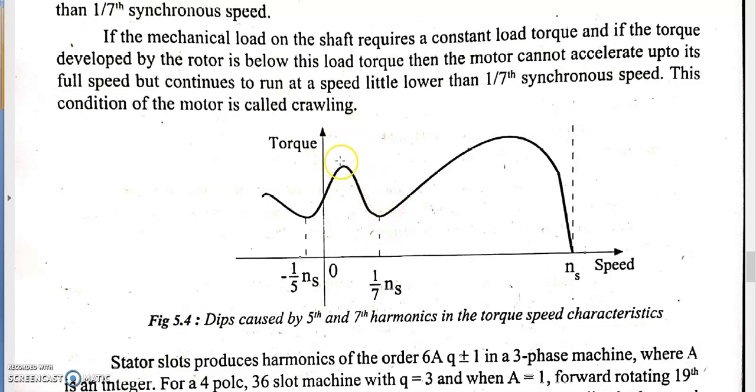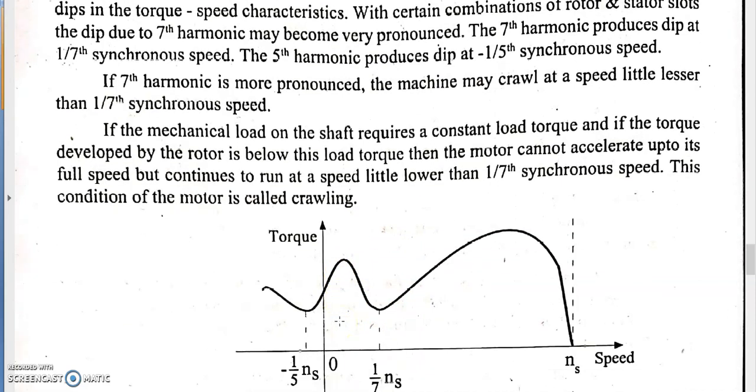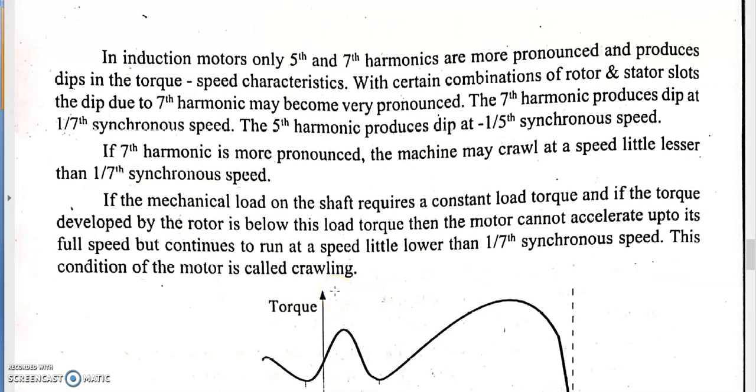So this is called crawling in an induction motor. This phenomenon wherein the motor operates at steady state at a speed nearer to 1/7 of the synchronous speed is represented as crawling operation. Crawling means a child will be crawling, no? So it cannot run. The child cannot run faster. So the child can only crawl, like that, crawl at low steps. So the same thing will happen in an induction motor.